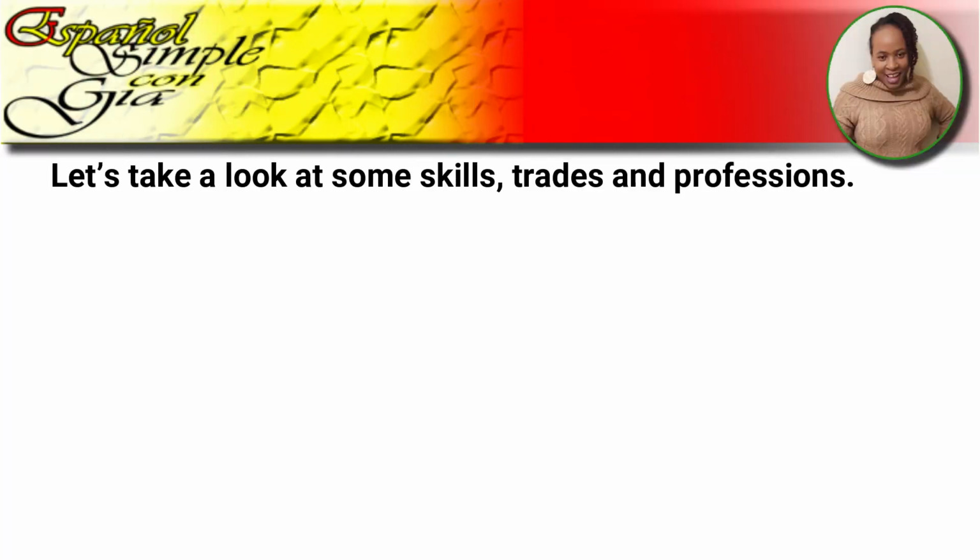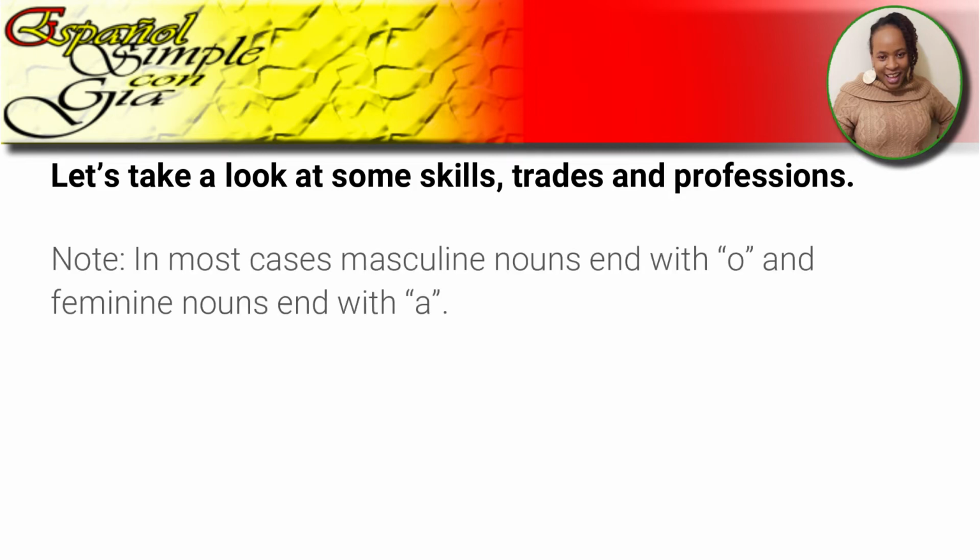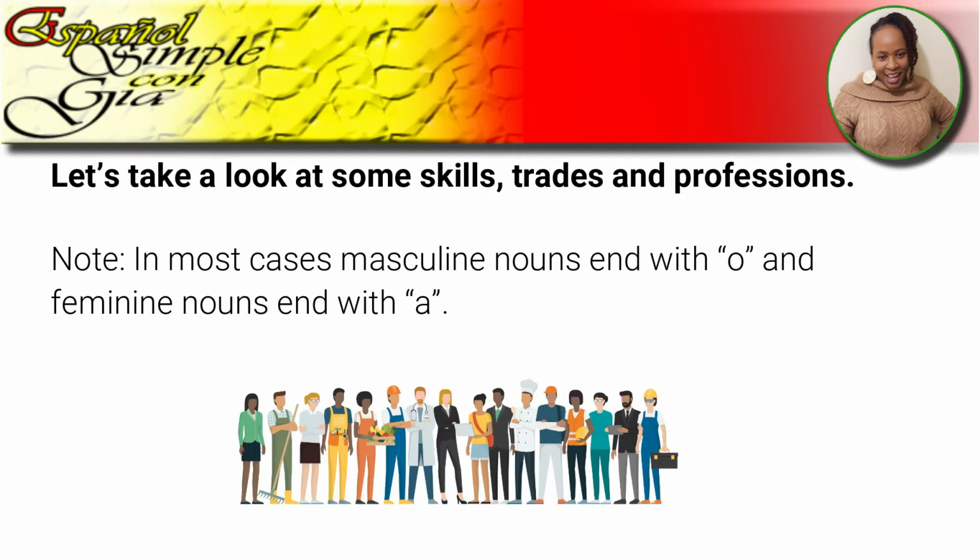Now let's take a look at some skills, trades, and professions. I will give you both masculine and feminine forms of professions. Note, in most cases, masculine nouns end with O and feminine nouns end with A. There are exceptions, as you will soon come to realize. I tried to include as many professions, skills, and trades as possible, so feel free to pause the video and make notes or just to let the information sink in before you move on to the activities.